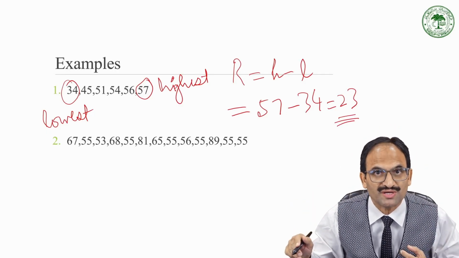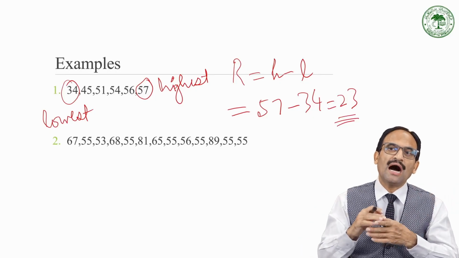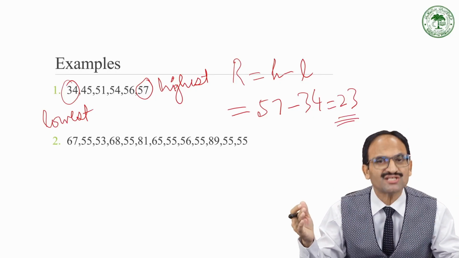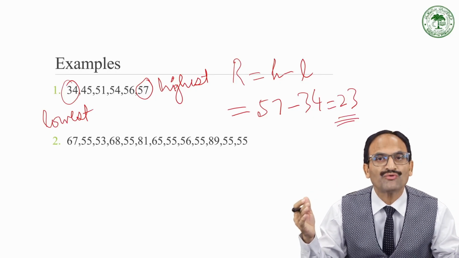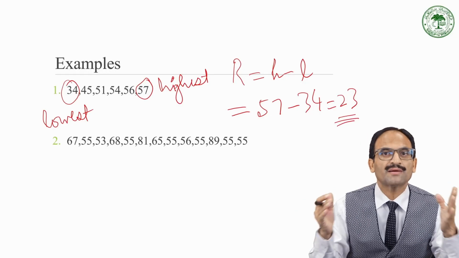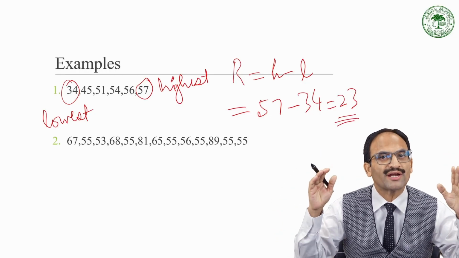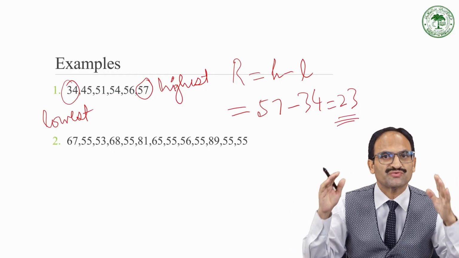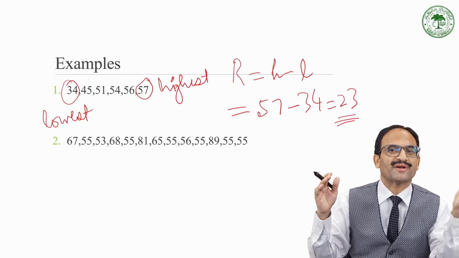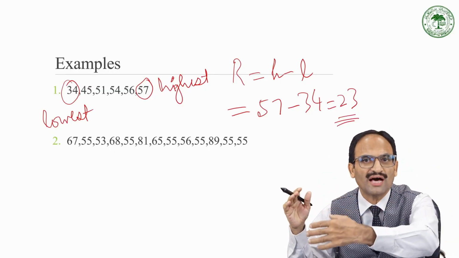So, in a nutshell, this is how you find the range, which is a measure of variability: simply by arranging the data in ascending order, locating the lowest score and the highest score, and subtracting the lowest score from the highest score.